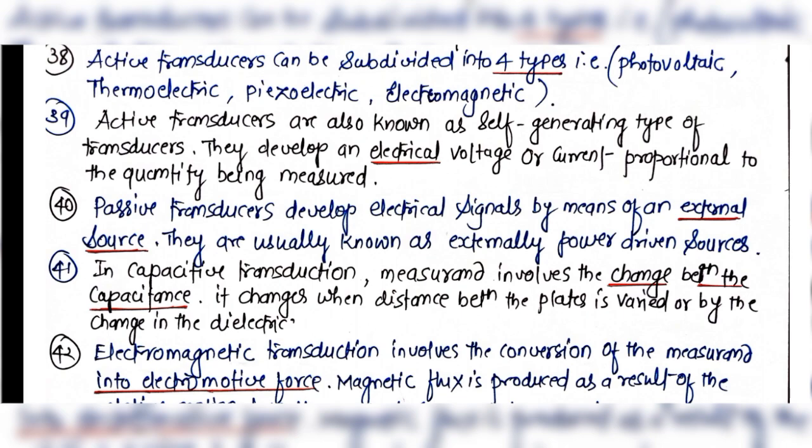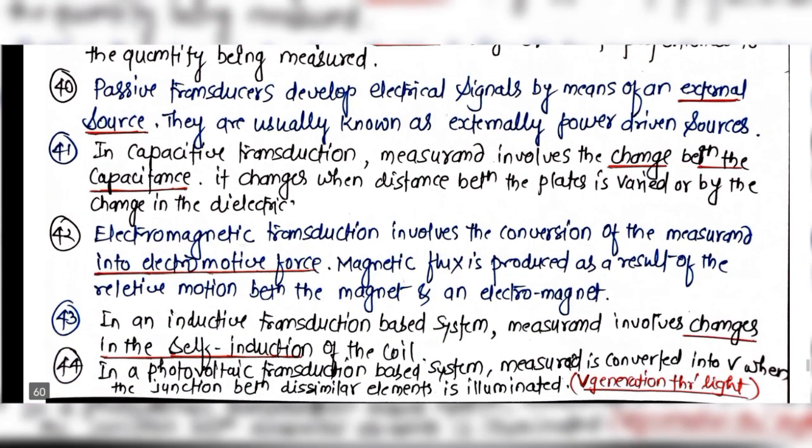In capacitive transduction, the measurand involves a change in capacitance. It changes when the distance between the plates is varied or by a change in the dielectric. Electromagnetic transduction involves the conversion of the measurand into electromotive force. Magnetic flux is produced as a result of relative motion between the magnet and an electromagnet.